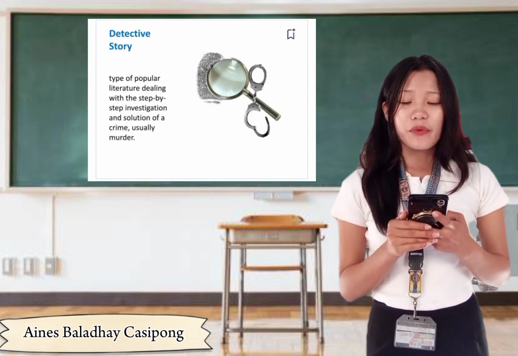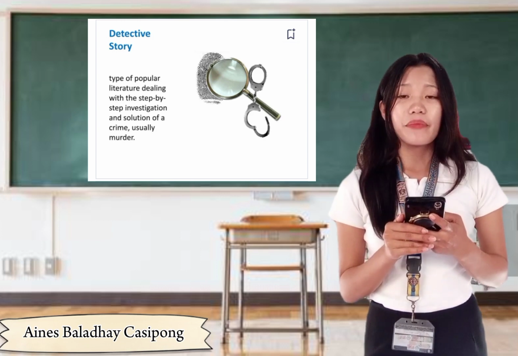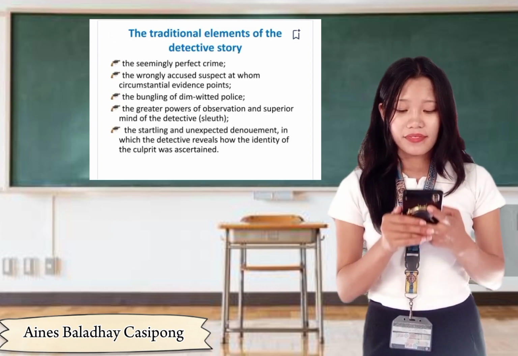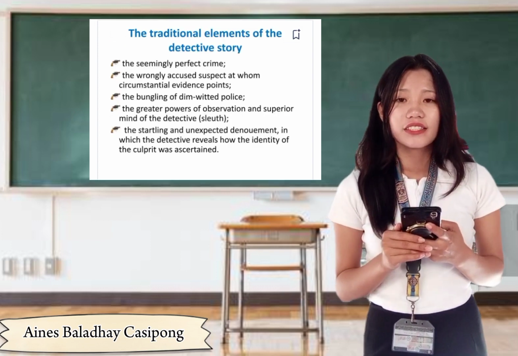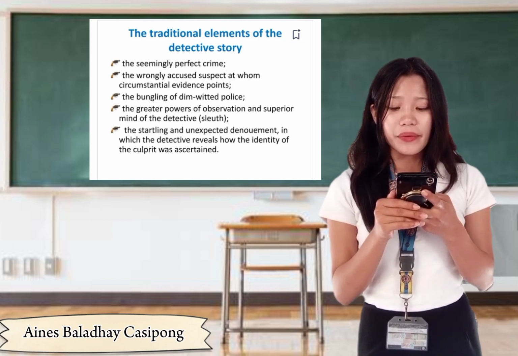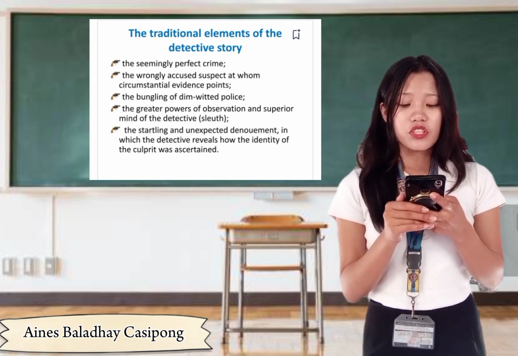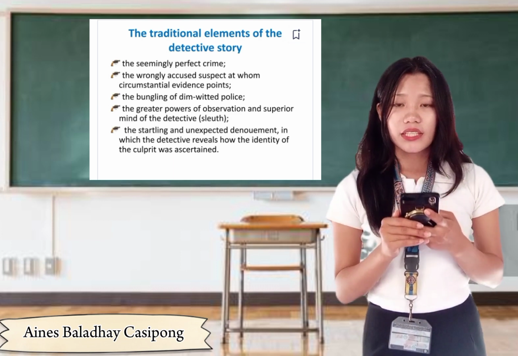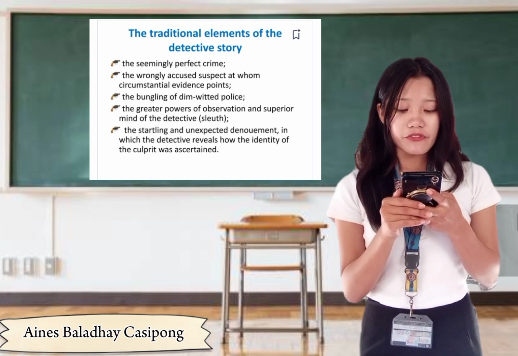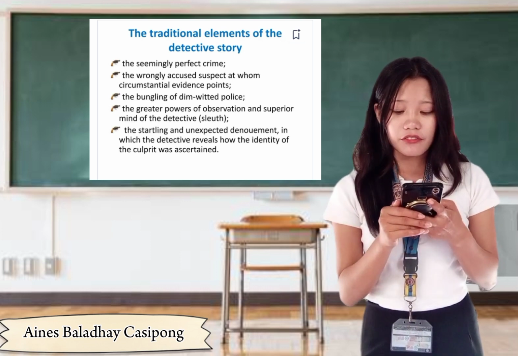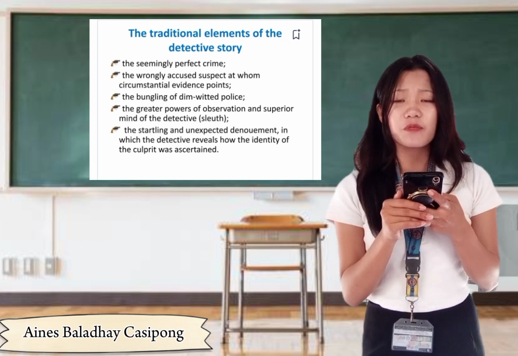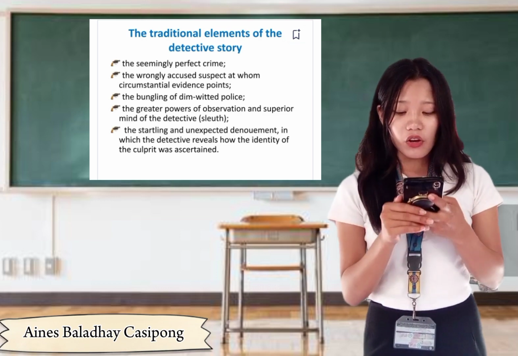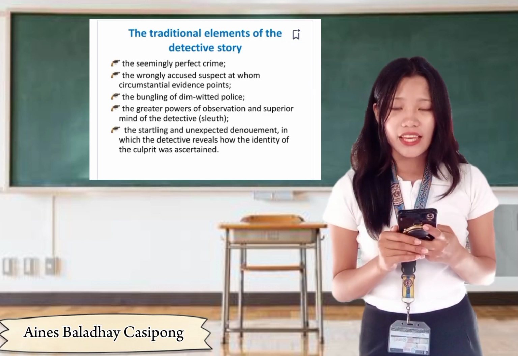Detective story is a type of popular literature dealing with the step-by-step investigation and solution of a crime, usually murder. The traditional elements of the detective story: number one, the seemingly perfect crime; the wrongly accused suspect at whom circumstantial evidence points; the bungling of dim-witted police, the greater powers of observation and superior mind of the detective; and the last, the startling and unexpected denouement, in which the detective reveals how the identity of the culprit was uncovered.